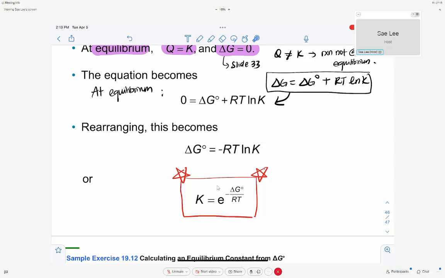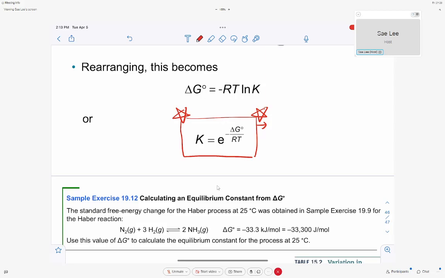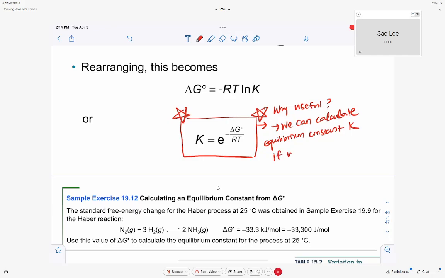So this equation, why is it useful? Because we are able to calculate the equilibrium constant K if we know the value of the standard state Gibbs free energy. Let's try a sample exercise.